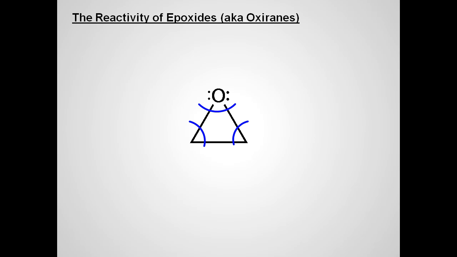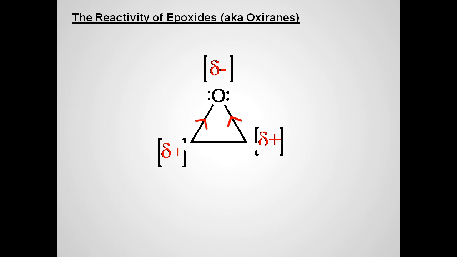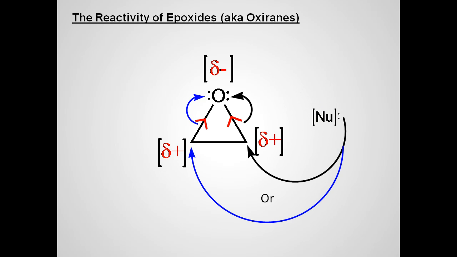First off, being a three-membered ring, the epoxide has much ring strain, making it subject to ring opening reactions. Secondly, due to differences in electronegativity, the carbon-oxygen bonds are polar, resulting in a partial negative charge on the oxygen and a partial positive charge on the two carbon atoms. Together, these two factors make the electron-deficient carbons prone to nucleophilic attack, thus opening the epoxide ring.